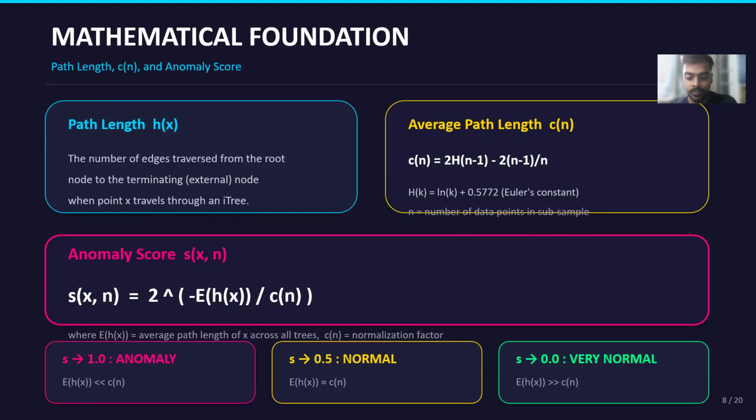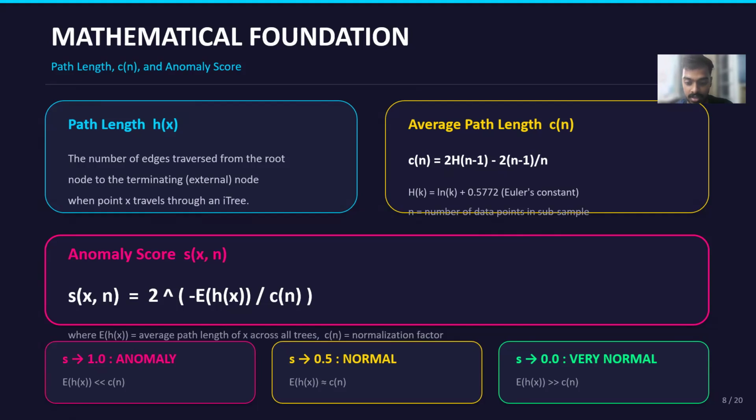Let's formalize this idea. The path length determined by h of x is the number of edges a point travels in a tree before it is isolated. We compute the average path length across all trees, called E h of x. Then we normalize this using a factor C of n, which represents the expected path length in a random tree. Finally, we compute the anomaly score, which is S of x, n is equal to 2 power minus E h of x divided by C of n.